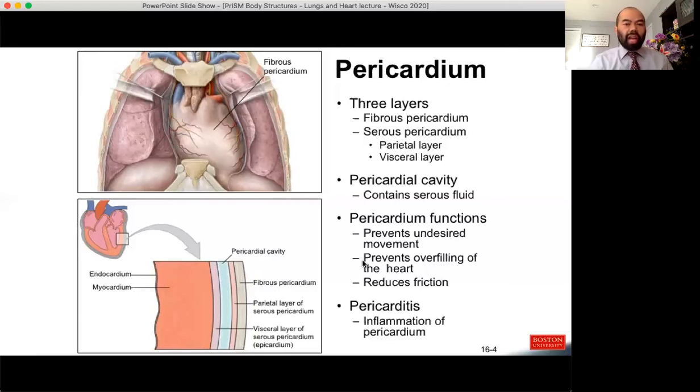Now, the pericardial cavity and the pleural space are different in one major respect. The pleural space is a potential space. The reason we call it a potential space is because in vivo it doesn't really exist. And why doesn't it exist? It doesn't exist because it's filled with serosal fluid.